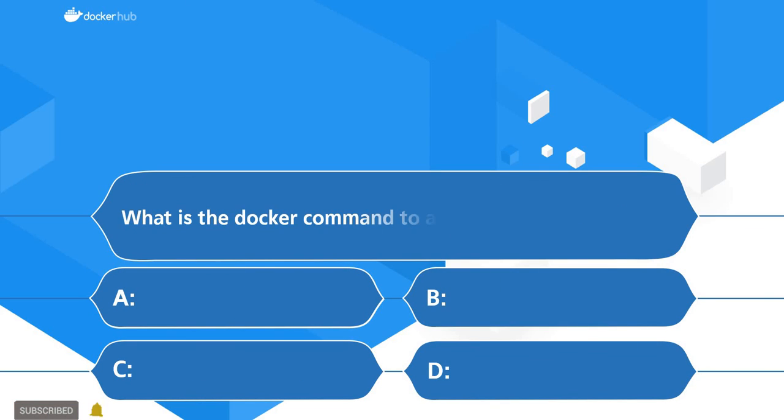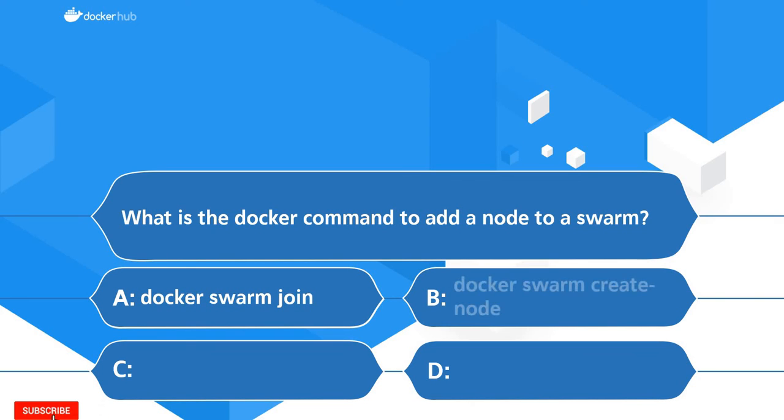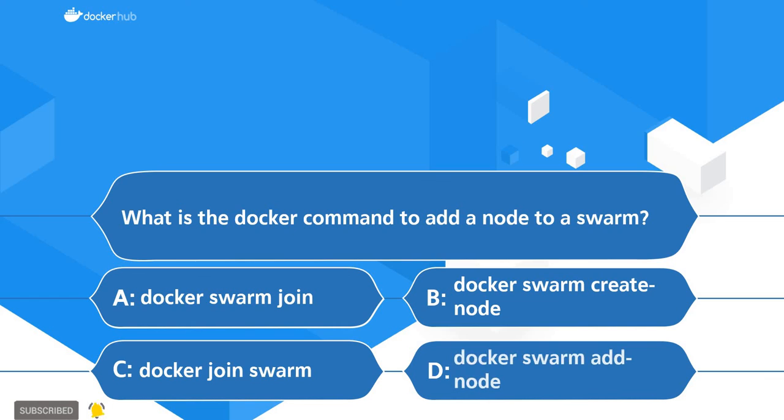What is the Docker command to add a node to a swarm? A. Docker swarm join. B. Docker swarm create node. C. Docker join swarm. D. Docker swarm add node. Your time starts now.